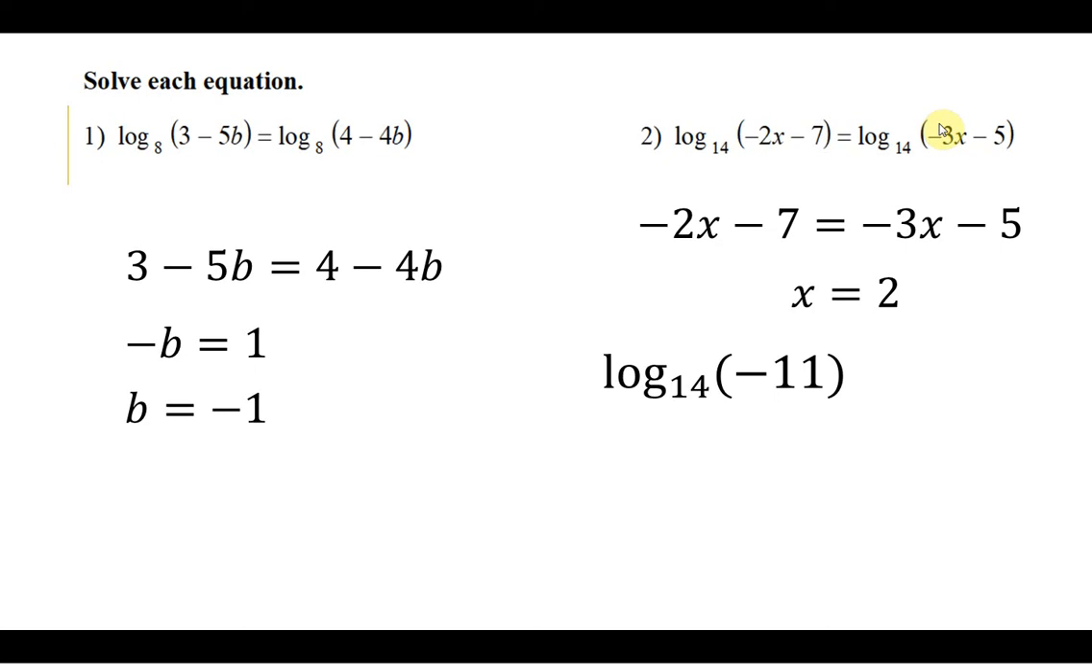You have to check that when you plug your answer in, it does not give you a negative value. So if I plug in 2 over there, I'm sitting at log base 14 of -11. That can't happen, so it's no solution. If you don't check yourself and just leave it, you'll probably be wrong. Just quick check before you wreck yourself.